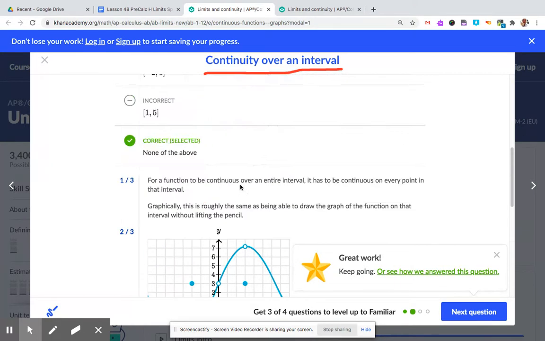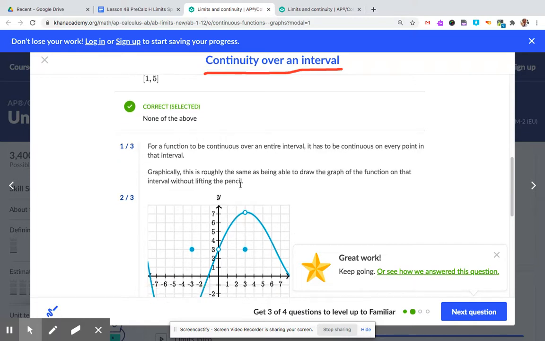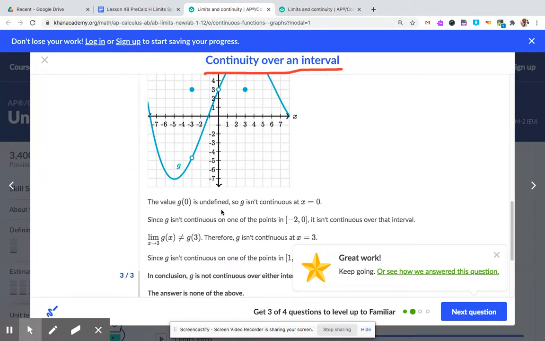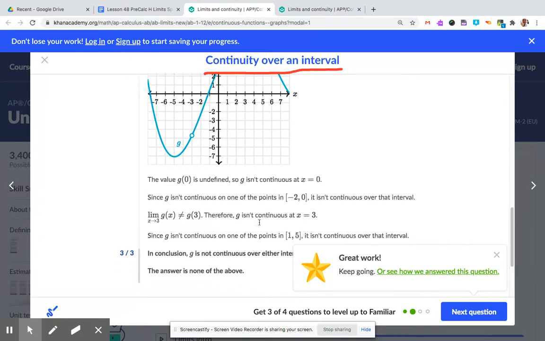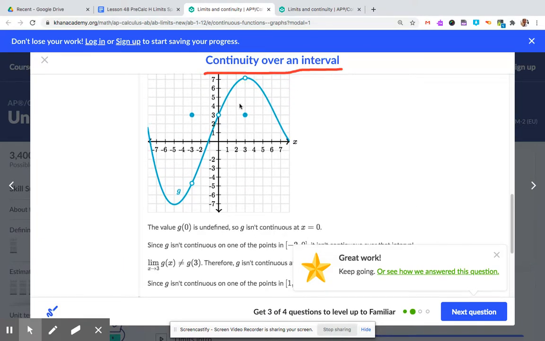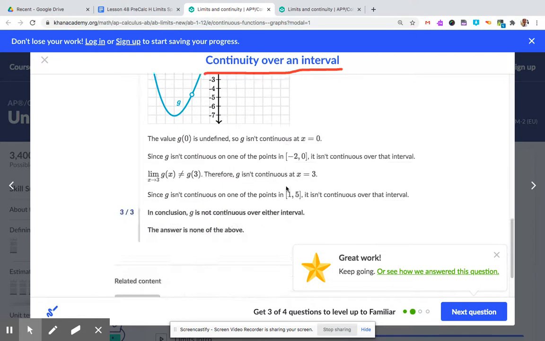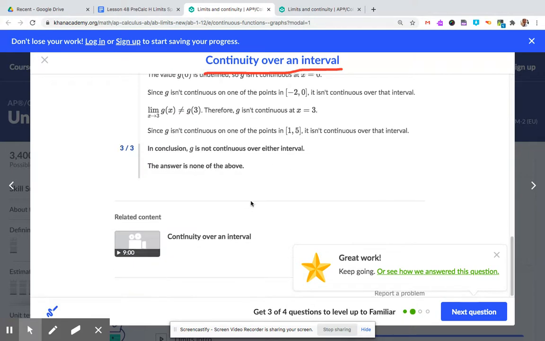If we look at continuity graphically, roughly speaking, lifting at 0 is undefined. Yep, undefined. It isn't continuous. G isn't continuous at any of these. It has to be continuous over the whole interval. It has to be defined and true at that point, basically. And if it was removable, you'd have to pick up your pencil and lift it up to get started again. So it has to be continuous over the whole interval. All right, and there we go.